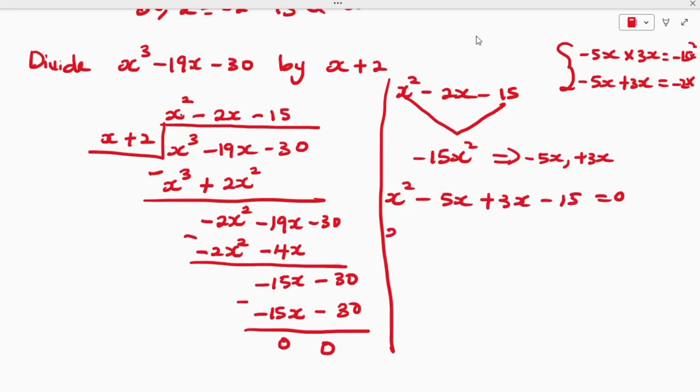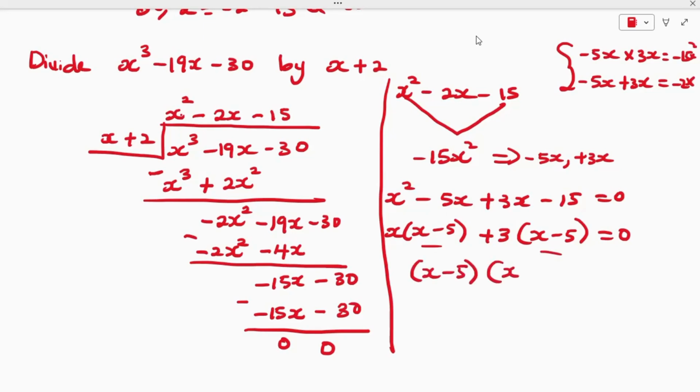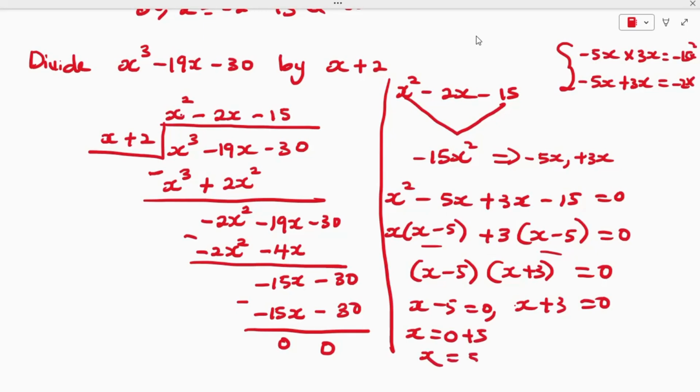So if we factor out this, we have x into x minus 5 plus, between 3x minus 15, what is common? We have 3 to be common, so we have x minus 5 to be left, and this is equal to 0. This is common and this is common, so we have x minus 5 multiply x plus 3, and this is equal to 0. x minus 5 is equal to 0. x plus 3 is equal to 0. So x is equal to 0 plus 5, and x is equal to what? 5. Right here we have x is equal to 0 minus 3, and x is equal to what?